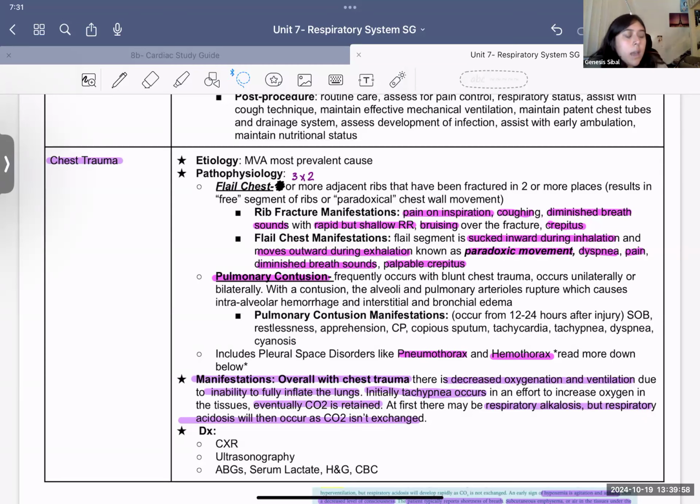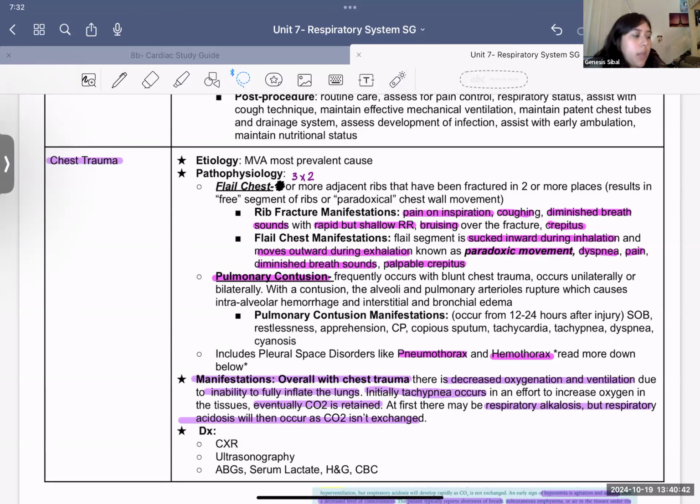So with the flail chest, I think I put it wrong on the study guide, it should be 3 or more adjacent ribs that have been fractured in 2 or more places. So it's 3 by 2 is what I would remember for that. One thing is that the manifestations, and you do have to know this, I'm going to talk about the flail chest ones first, is the paradoxical movement that happens. Your flail segment is sucked inward during inhalation and moves outward during exhalation, right? So you don't necessarily have to know that, but just know inward during inhalation, outward during exhalation, so you're having paradoxical movement. What's happening is that those flail segments that you broke, your ribs, are having a weird chest wall movement, the opposite of what is normal.